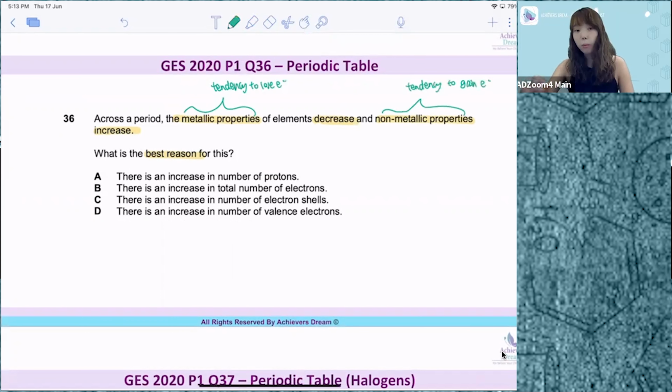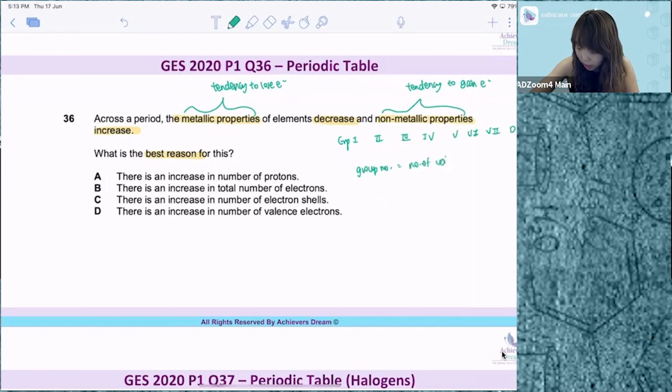So as I move from left to right across a period, you have your group 1, group 2, 3, 4, 5, 6, 7, and group 0. So take note, the group number tells you the number of valence electrons. So for group 1, you would have 1 valence electron, 2, 3, 4, 5, 6, 7, and so on.